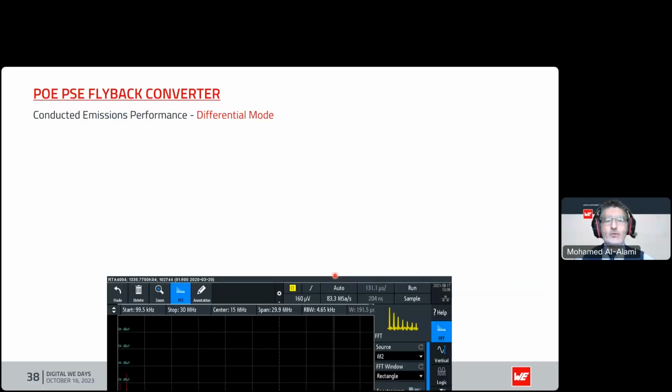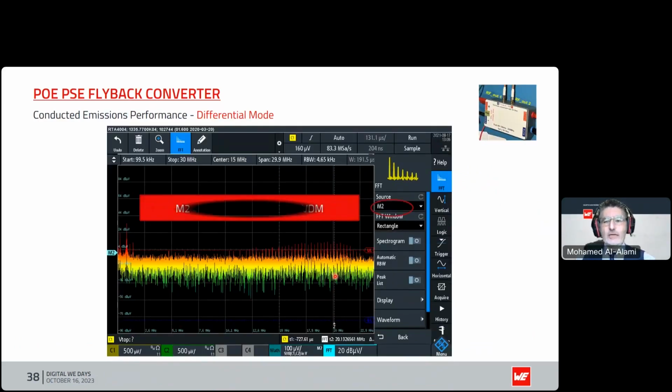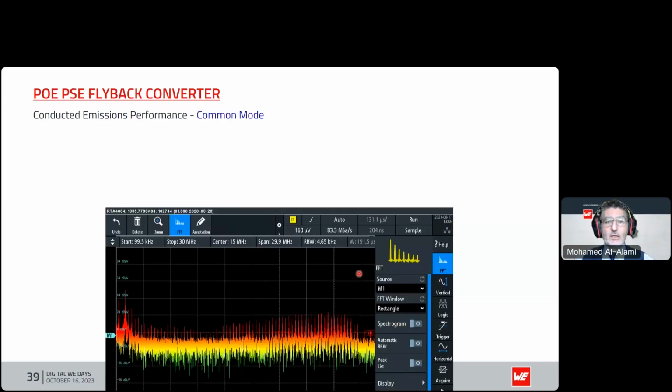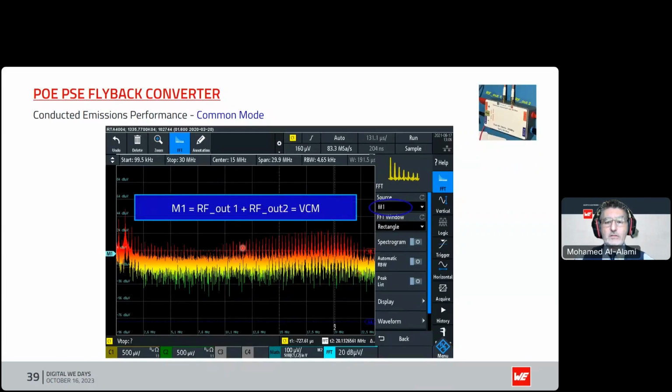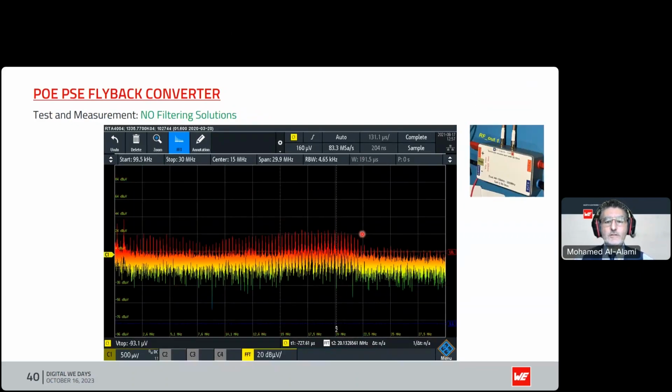We then tested to look for differential mode noise, and that was done using an RTA 4004 oscilloscope from Rohde & Schwarz. And you can do this with a split LISN or a dual LISN, or you can do this using a math function, which is what I did in this situation. I just added the two RF outputs from the LISN. And we also looked at the common mode output from that converter to see the amount of noise that we are getting. So we assessed both differential and common mode from the converter under full load conditions.